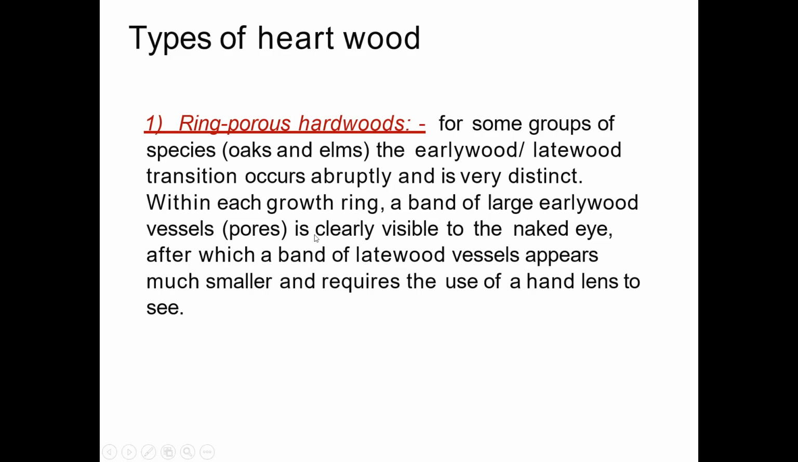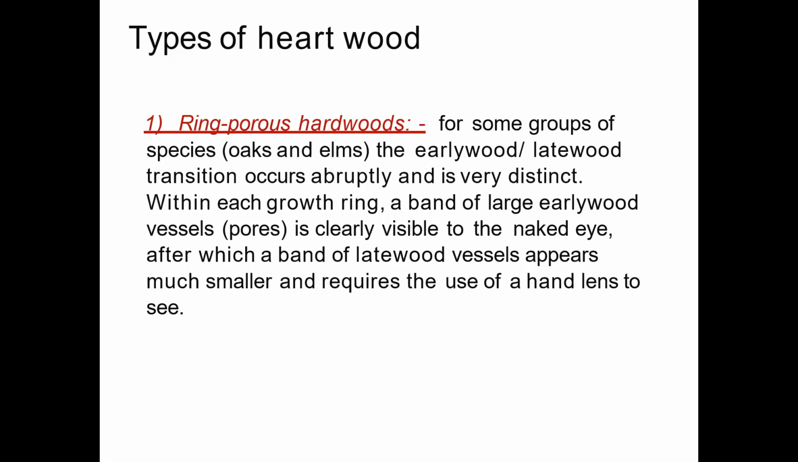Generally, if the vessels are present in the wood, it is called porous wood. If the vessels are absent, it is called non-porous wood. Okay, so porous and non-porous. Porous wood means with vessels. If the vessels are present, it is called porous wood. Generally this porous wood is seen in dicotyledons.